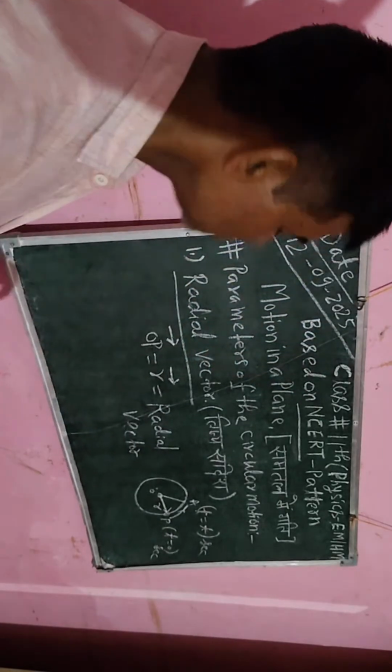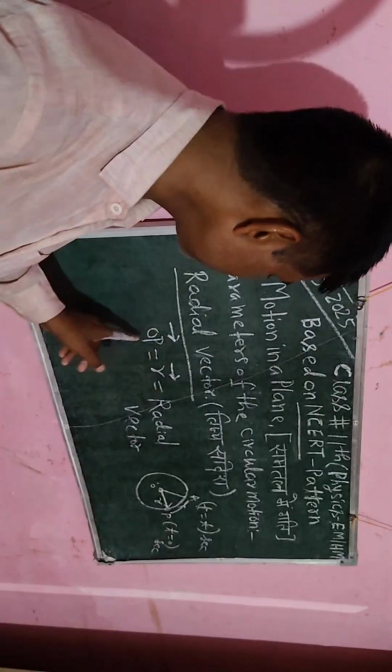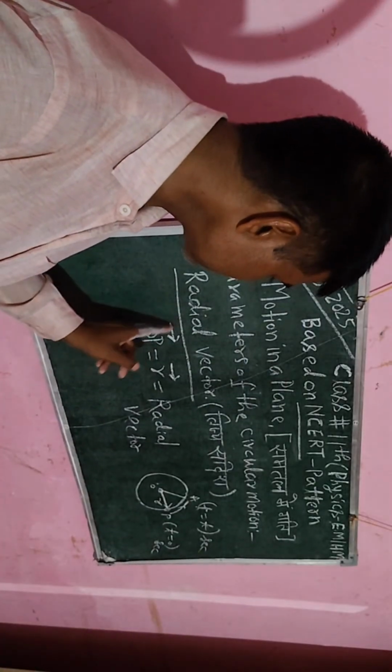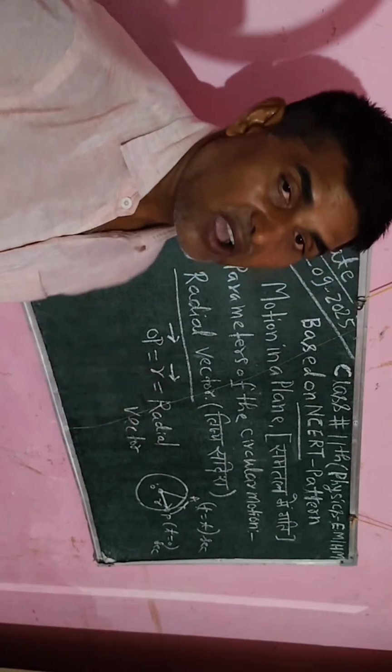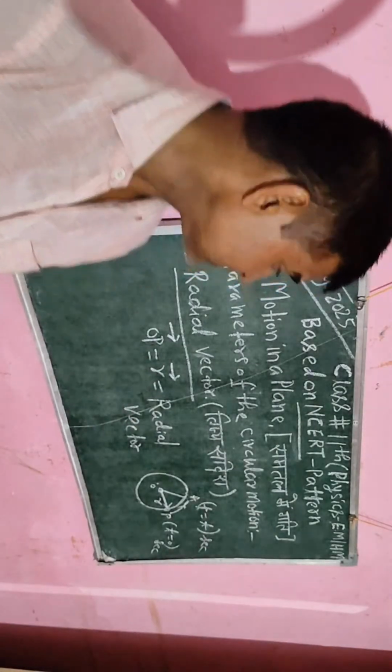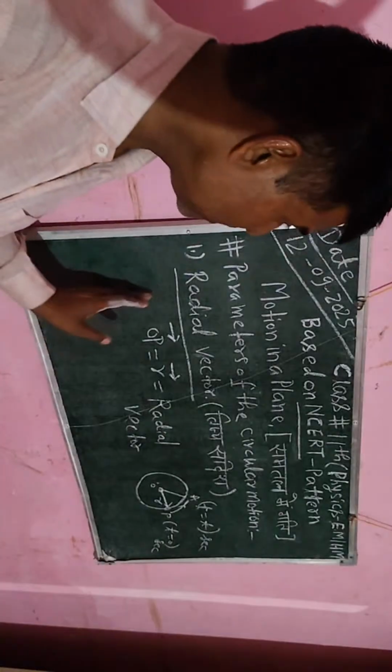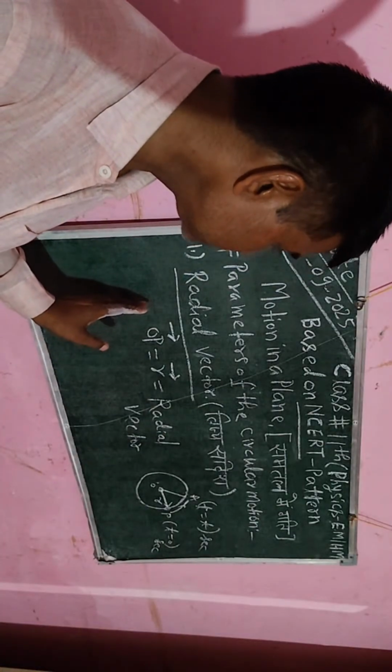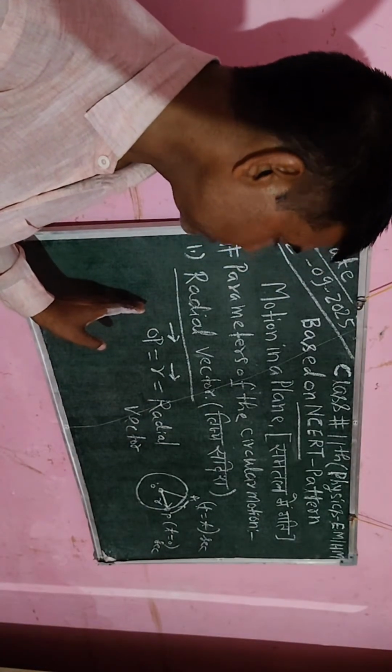Okay student, so this is the concept of radial vector, that is, the radial vector is also represented with R. Okay student, I hope that you are understanding very well. So this information I will also explain in Hindi, so students who are reading in Hindi medium can understand.